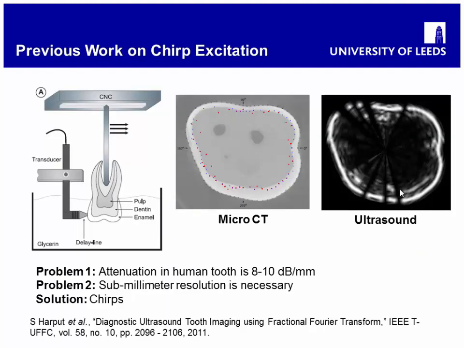So why chirps? I do use chirps a lot. I did use them for tooth imaging before. The problem here is you have lots of attenuation. It's 8 to 10 dBs per millimeter. It's a lot compared to soft tissue. Also, you need some millimeter resolution because the features of the tooth are really small. So for this case, chirps works amazingly because you have high attenuation and you need good resolution.